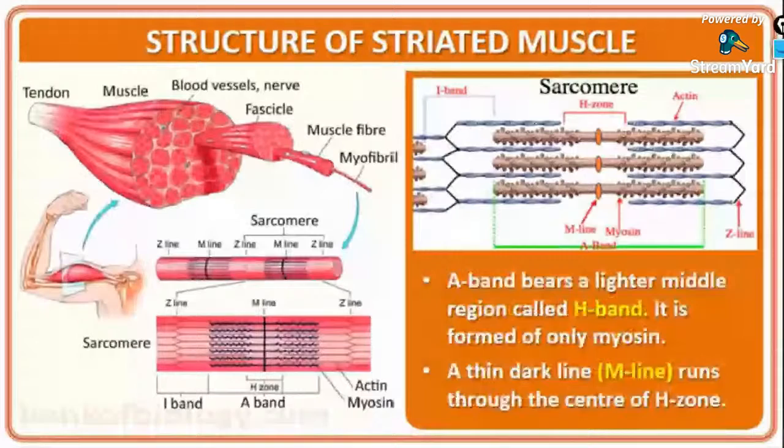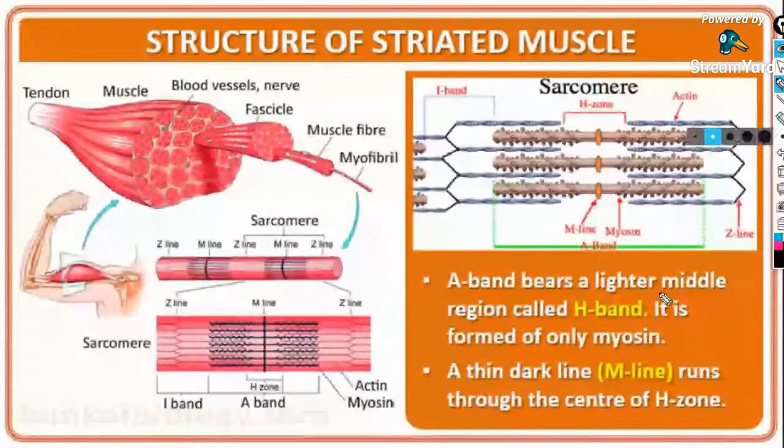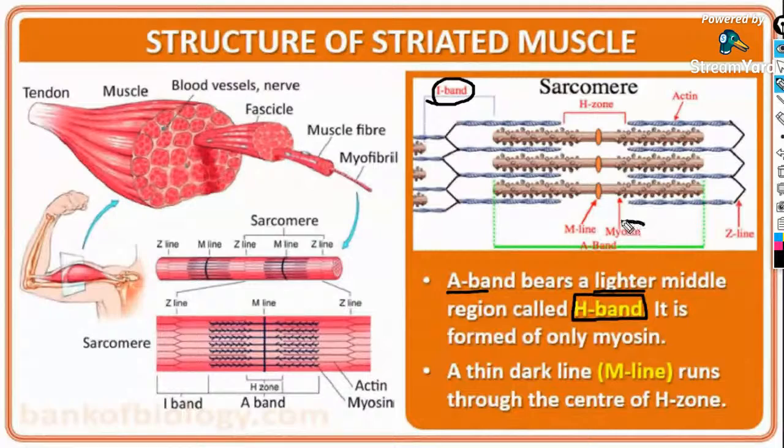So the A band, that is the dark band, bears a lighter middle region, which you will call the H band. Look guys, I'm going to explain with the help of this diagram. The blue colored portion is showing the I band and the dark colored portion represents the myosin band or the A band.